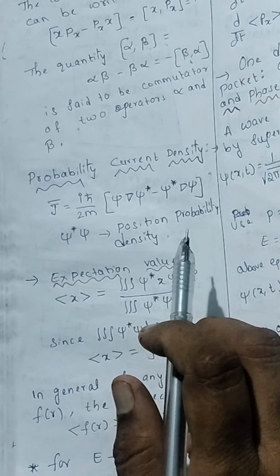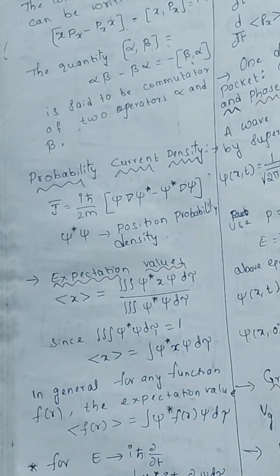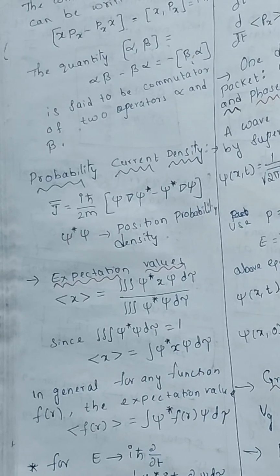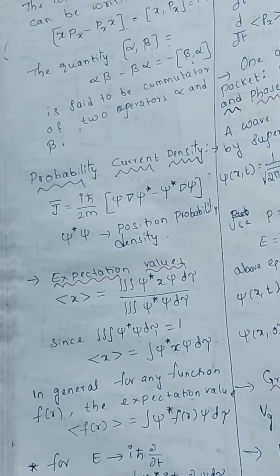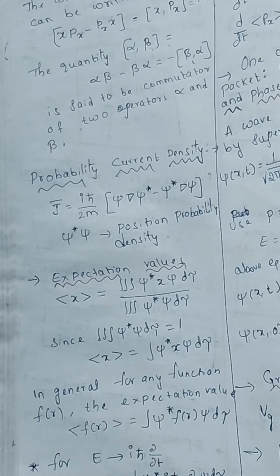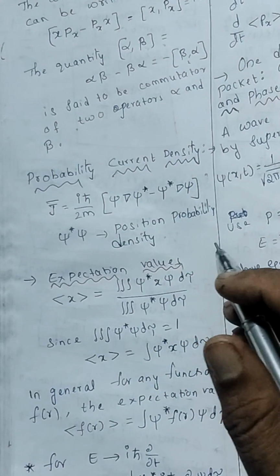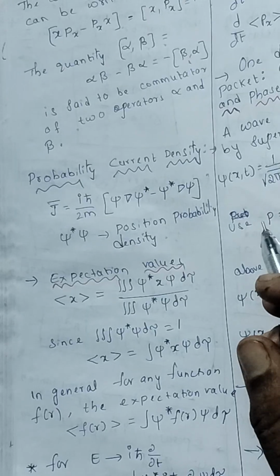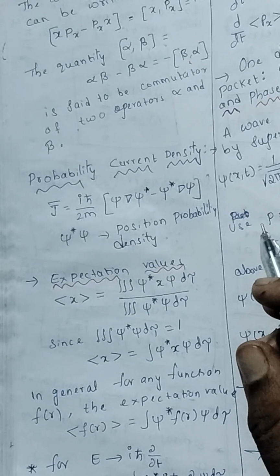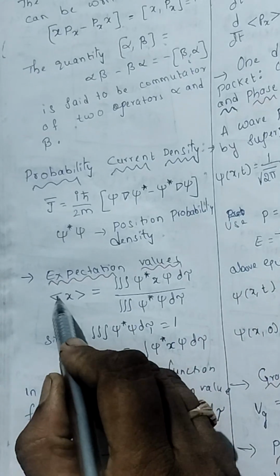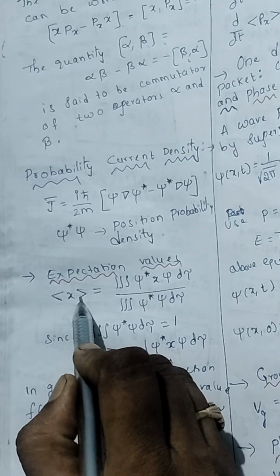Now let us go for the expectation values. These are nothing but the average value of a physical quantity that would be obtained from a large number of measurements on systems, where each measurement is performed on the system in the same state. Now this is the symbol of the expectation value.